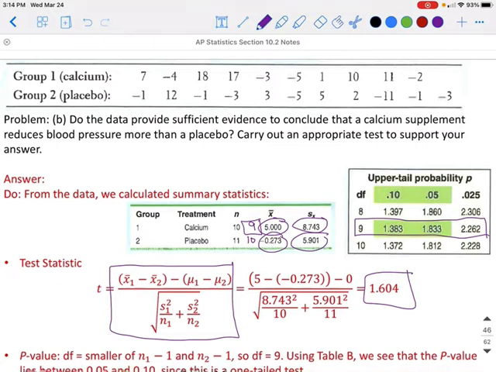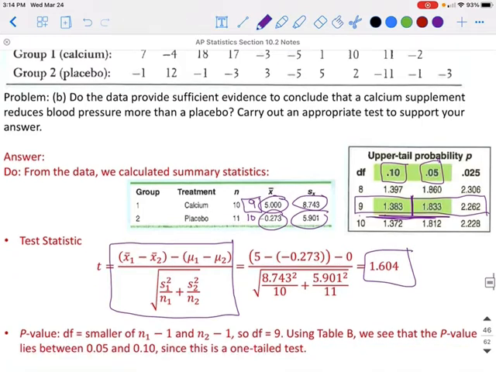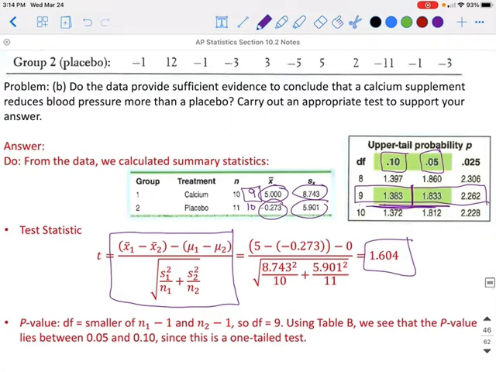Now, if you go to your T table, you go to degrees of freedom of 9, you're going to go across that row until you find where 1.604 would lie. And 1.604 would be somewhere between 1.383 and 1.833. So if you go to the top, it's going to tell you the p-values. So we do know that our p-values are going to fall between 0.05 and 0.10. So we know that 0.05 is less than p, our p-value, which is less than 0.10.